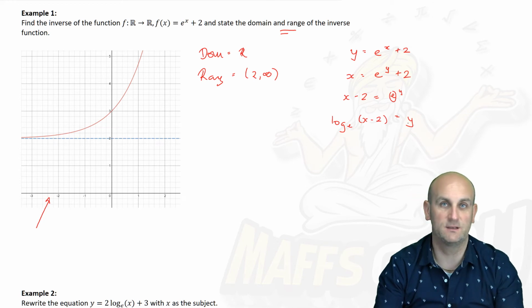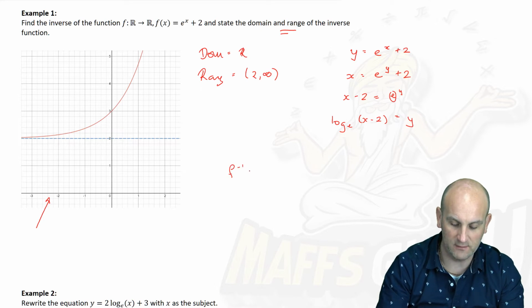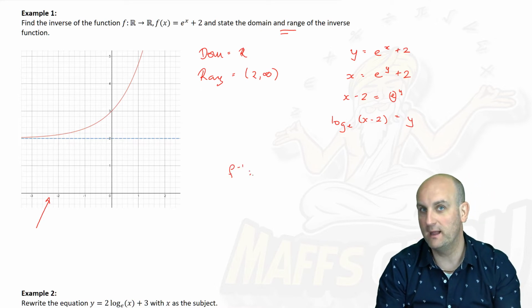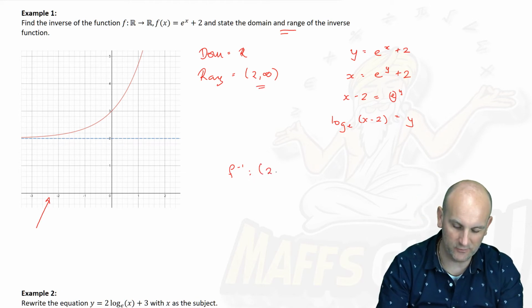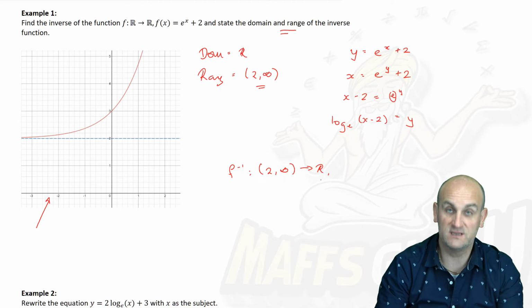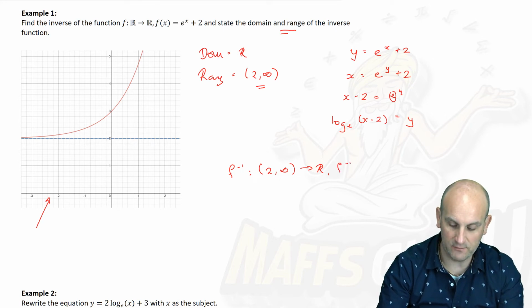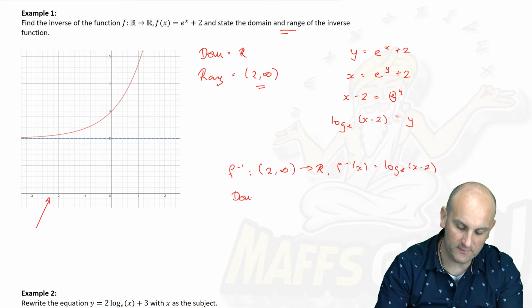Well, no, not quite, because they've given my equation in function notation. I'm going to give them the inverse back in function notation, and I'm going to do my domain and range. So therefore I know that f to the minus 1 colon, what is my domain? Well, remember, my domain of my inverse is the range of my original, so I'm going to write 2 comma infinity mapped onto real, because that's the codomain, and until university that's exactly what it's going to stay. And then I get f to the minus 1 of x is equal to log e of x minus 2.